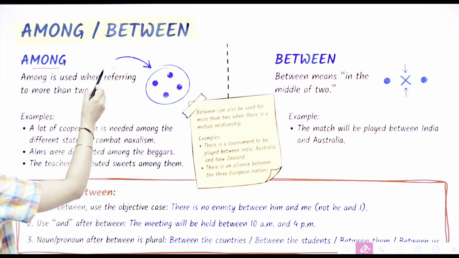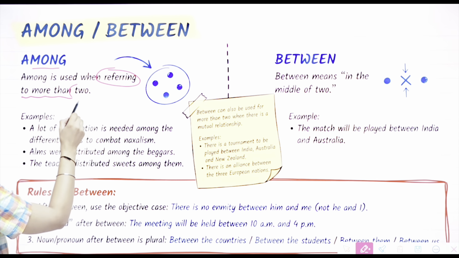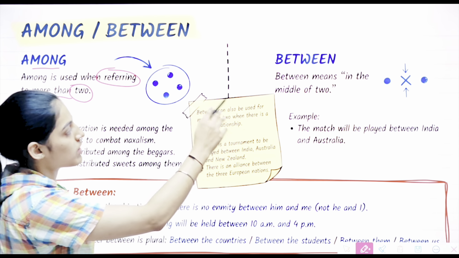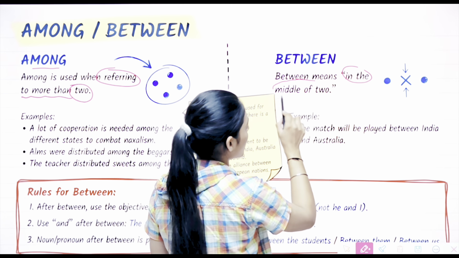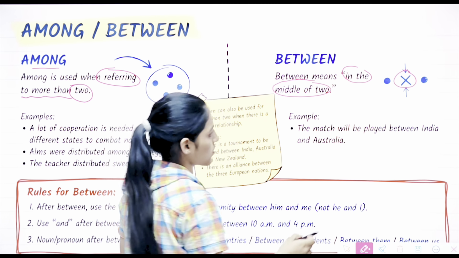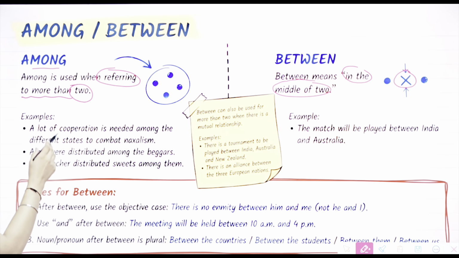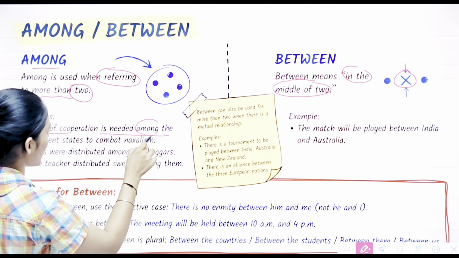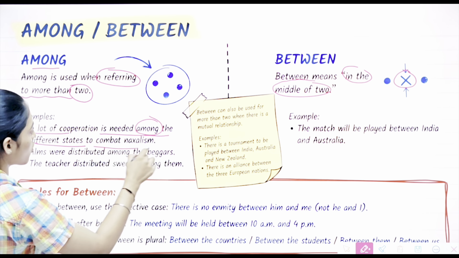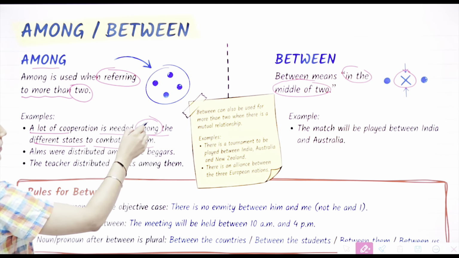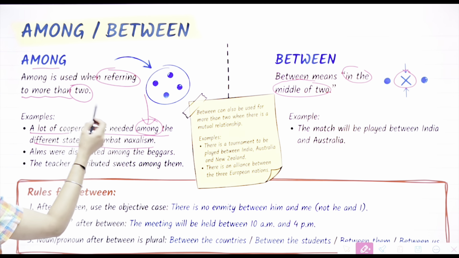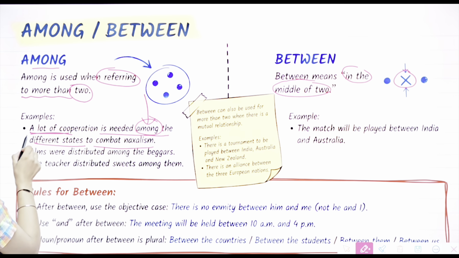Among is used when referring to more than two, whereas between means in the middle of two. First, let's see some examples. The first example we have is: a lot of cooperation is needed among the different states to combat naxalism. So here among is referring to more than two. Different states, lots of them, means more than two states are required for that.